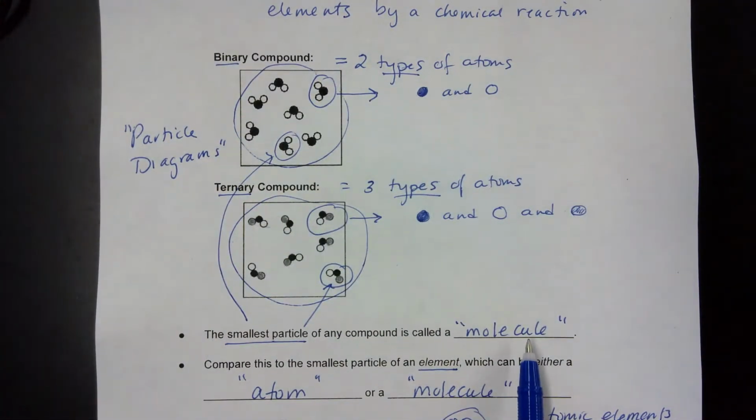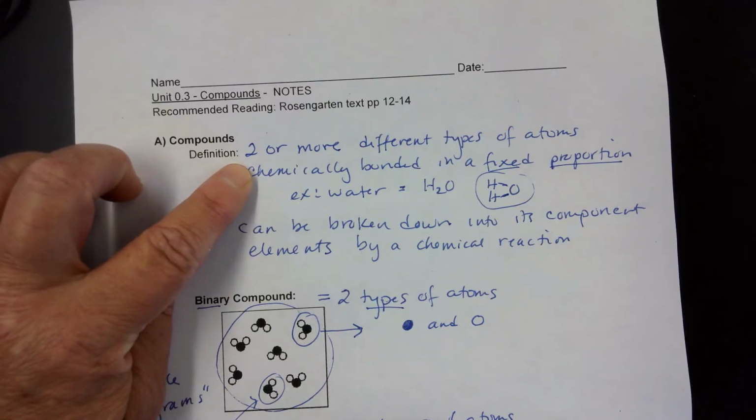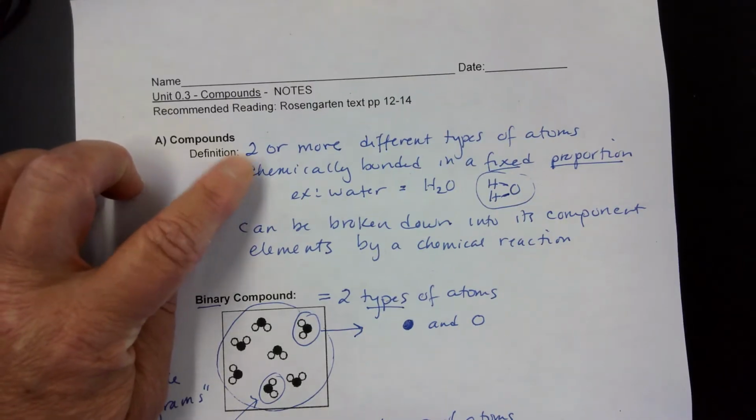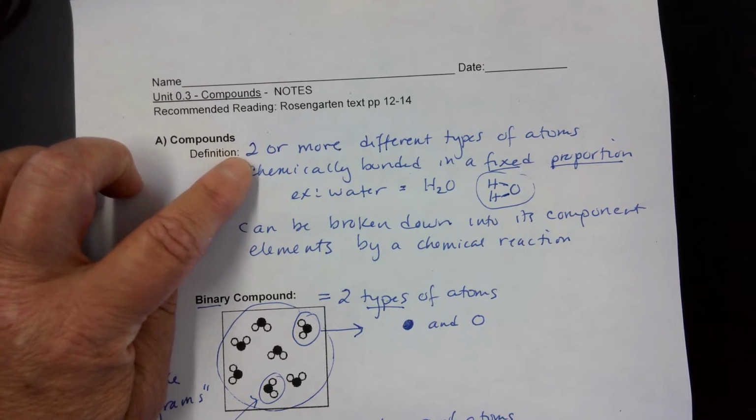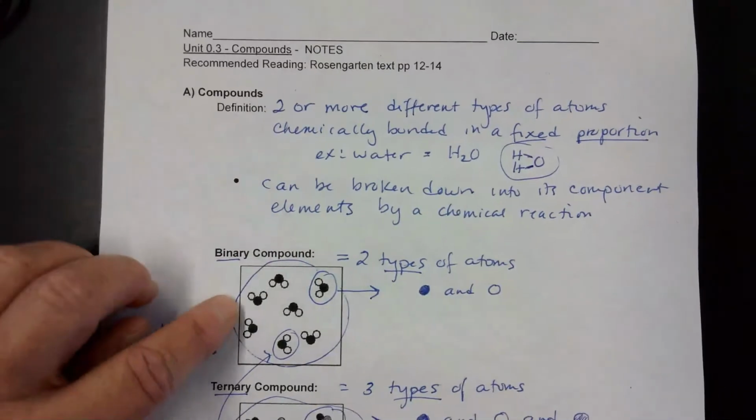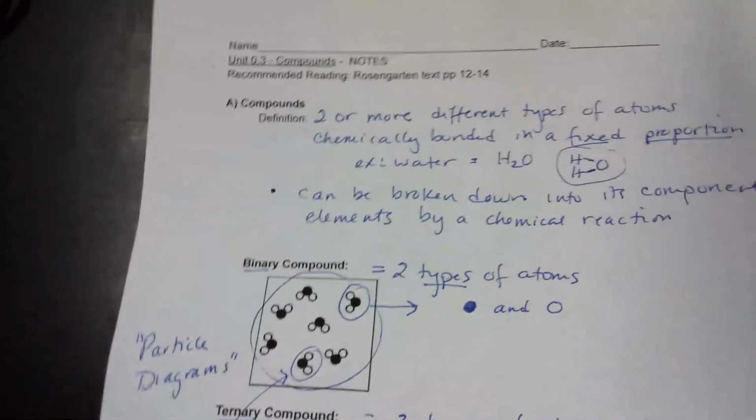Okay, so smallest particle of a compound is always going to be a molecule because you have to have, remember, a compound, you have to have at least 2 or more different types of atoms chemically connected. So right there, the smallest particle has to be a molecule, it can't be a single atom.